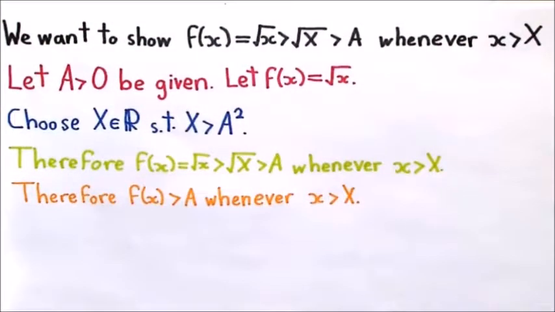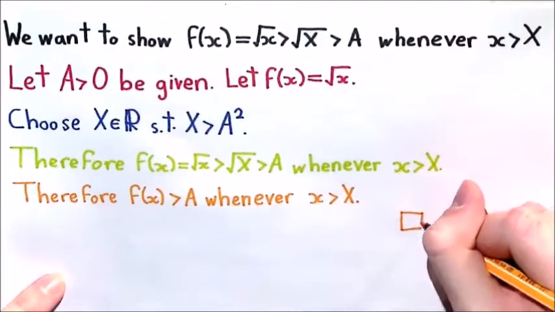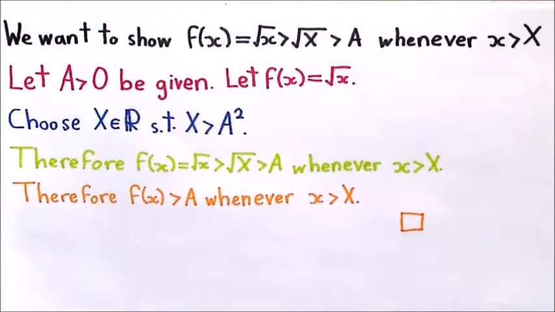And then you're done, because you've proved that for every a greater than 0, there exists a real number big X, such that f of x is greater than a whenever little x is greater than big X. So by the definition, f of x equals the square root of x tends to infinity as x tends to infinity. And don't forget that little square at the end of your proof, or QED, if you're feeling particularly fancy. Right then, let's do a harder one.